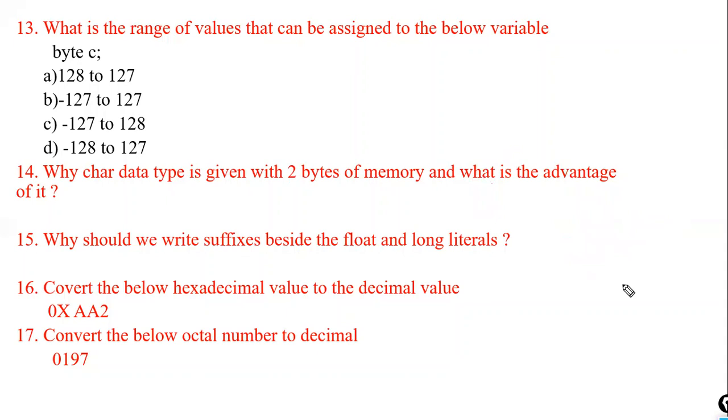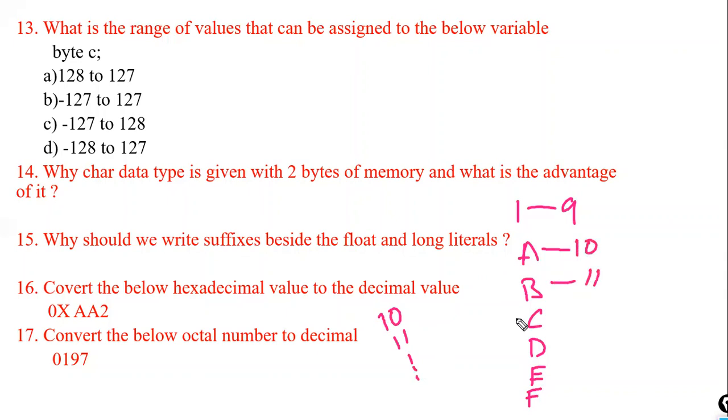Convert the below hexadecimal value to the equivalent decimal value. Hexadecimal values are base 16 numbers. In base 16 numbers, we have 1 to 9, followed by A, B, C, D, E, F, and then again 11 and so on. So A is equivalent to 10, then 11, 12, 13, 14, and 15.